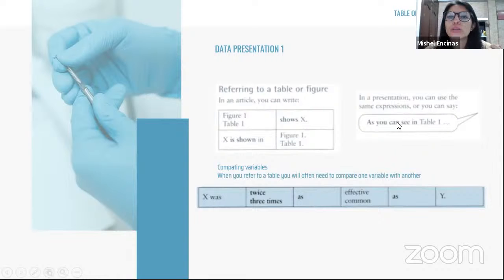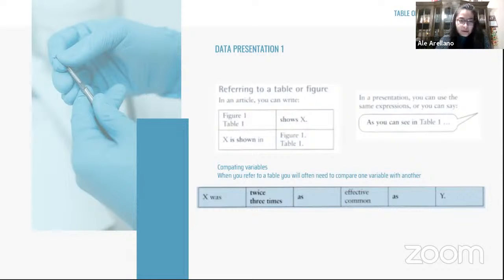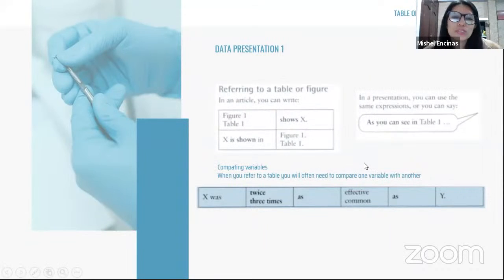In a presentation, you can use the same expressions, or you can say, as you can see in table one, to explain your table or your figure. Ale, if you don't understand anything of what I'm saying, just tell me, okay? Yes, Miss. Okay, but it's almost the same in Spanish. We have a presentation, right? And we put some information and then put the table or maybe a figure, and we have to explain about that. What we're gonna find there, where did we find that, okay?